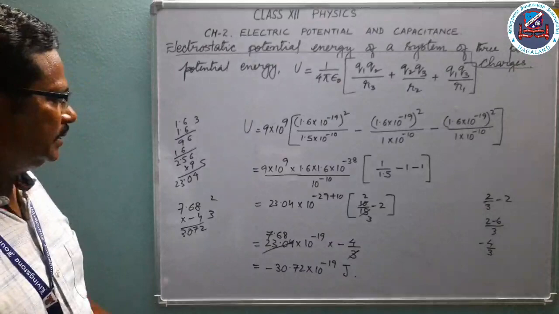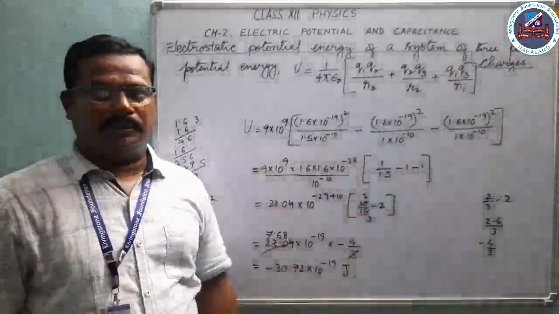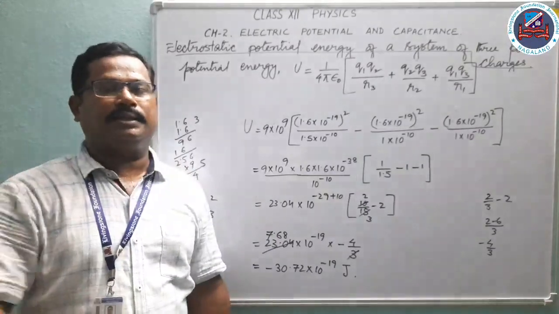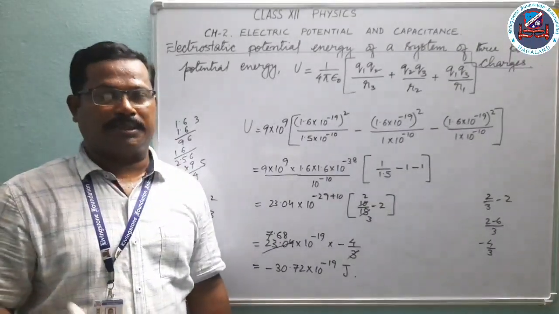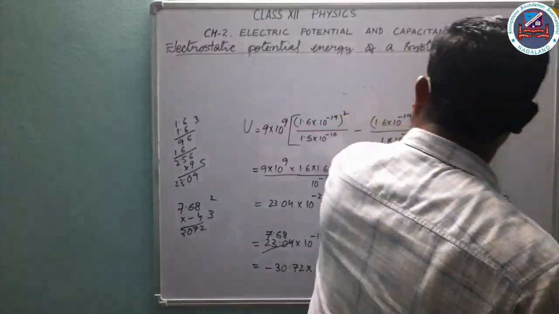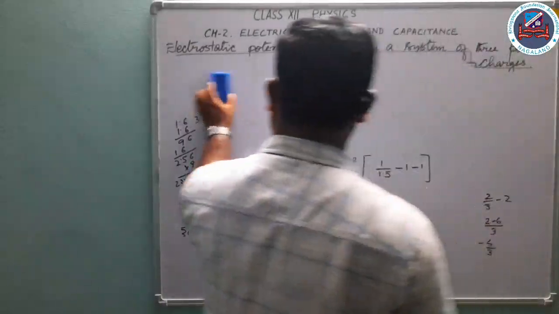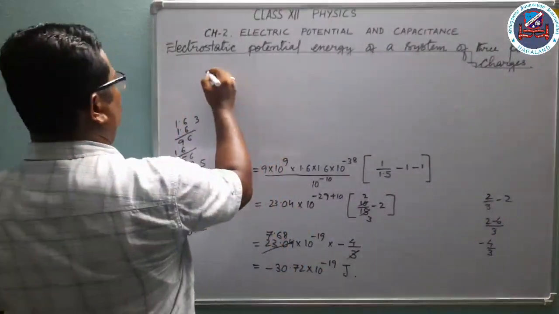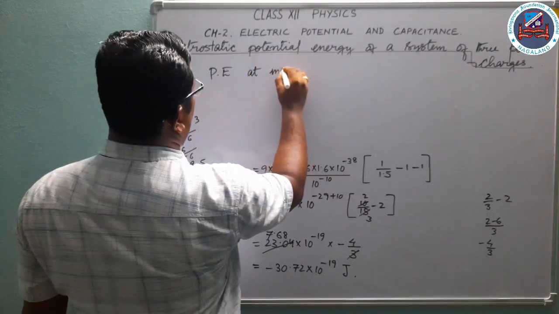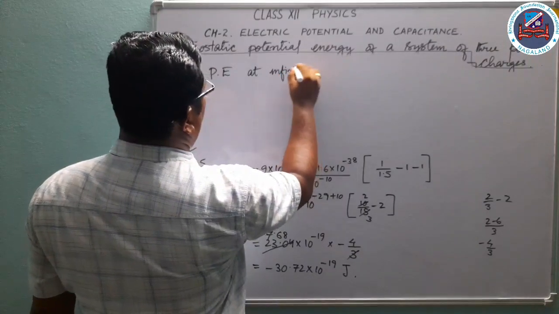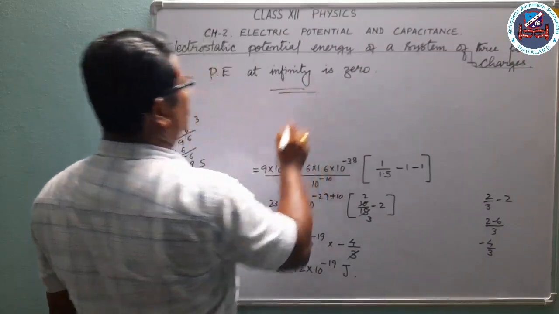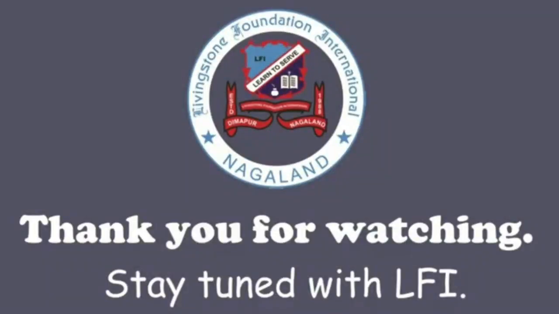Now the next thing is the last part of the question. Potential energy at infinity is 0. They are asking us to specify, so in which case potential energy will be 0. Under what condition potential energy will be 0? Then we write down potential energy at infinity is 0. At infinity always potential energy will be 0.